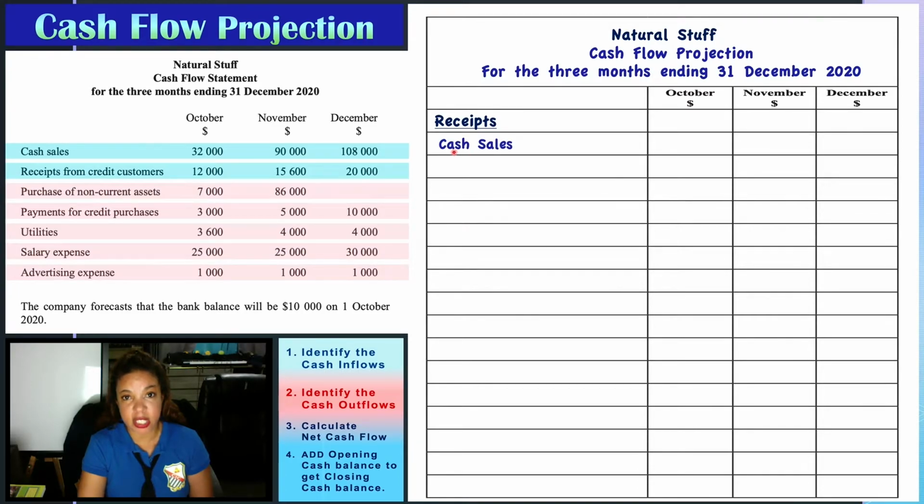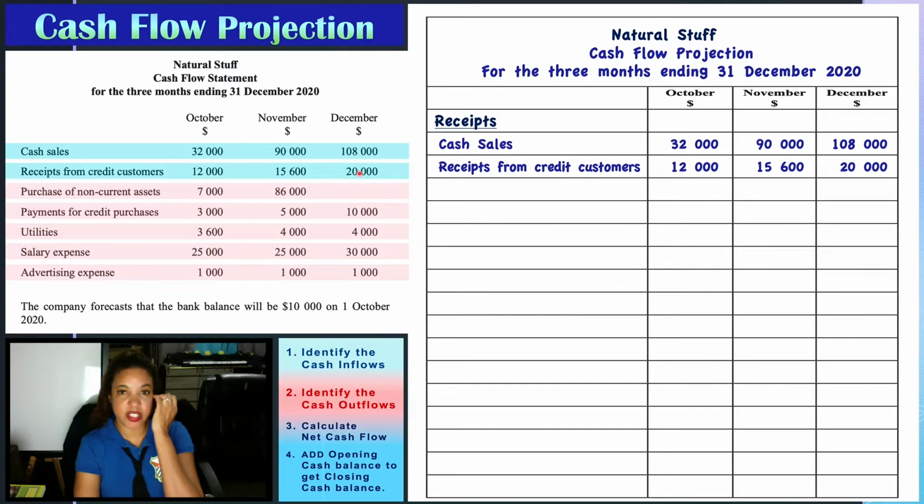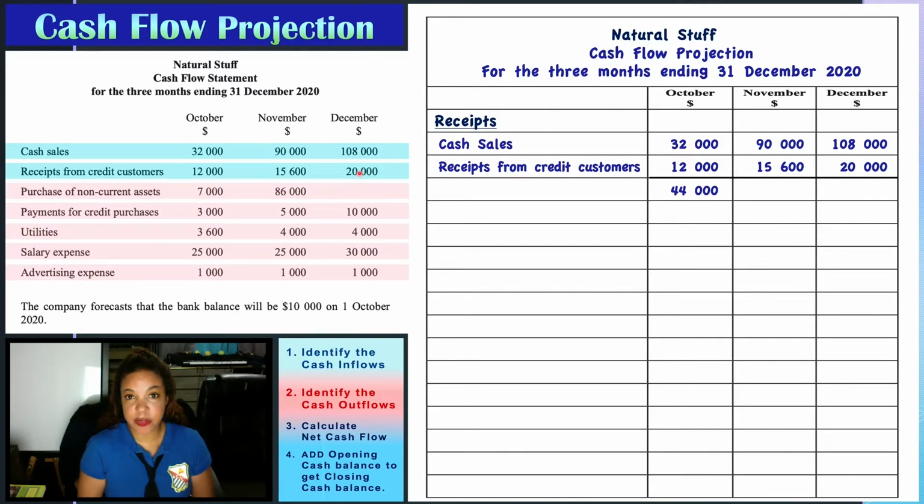The first one, cash sales, and they have the figures for each month. What was our cash sales for October? 32,000, for November 90,000, and for December 108,000. Move on to the next one, our receipts from credit customers. October 12,000, November 15,600, and December 20,000. If this seems too easy and you're wondering what's the catch, there is no catch. It is that easy. So this is it for your receipts.